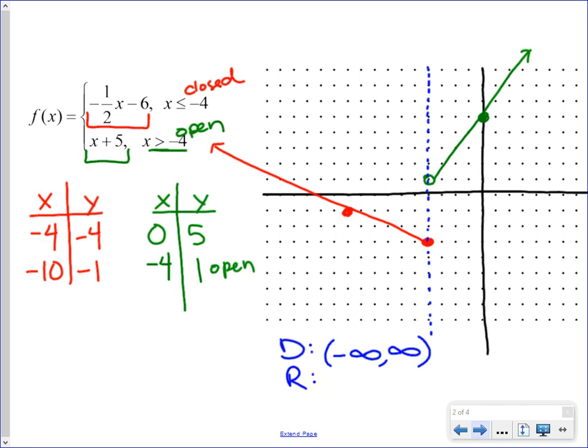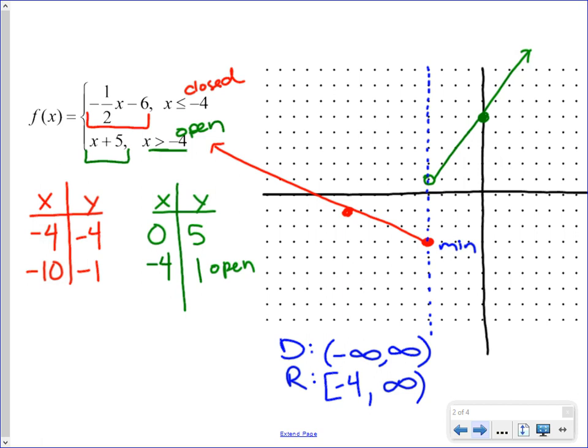For range, usually for a line, because one side is rising and one side is falling, your range would be all real numbers. But in this case, we have one line that's falling, one line that's rising, and we're not using the entire lines for either. So we actually have a minimum point here at this point, -4, -4. So that would be the lowest value of my range, -4 inclusive, so I'd use a bracket. And then both are extending towards +infinity on the end behaviors there. So -4 to infinity would be my range.